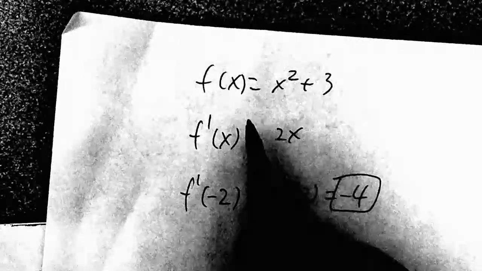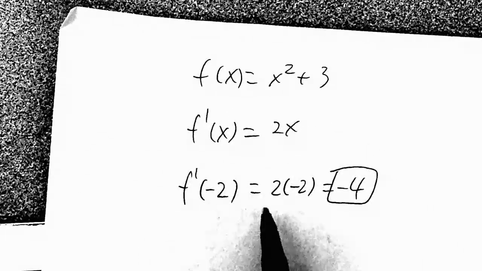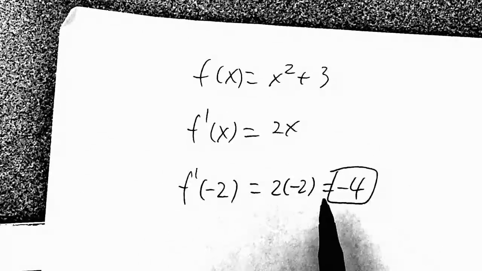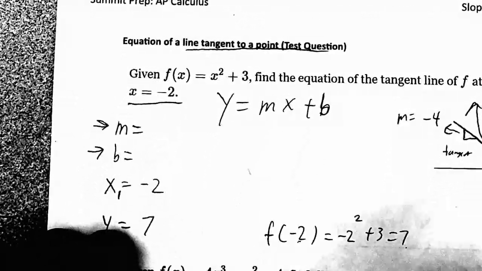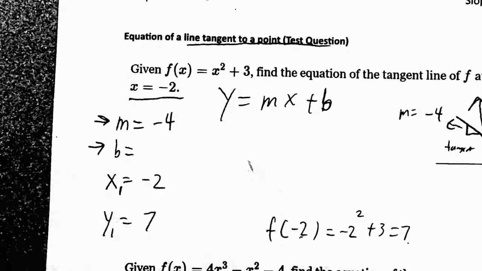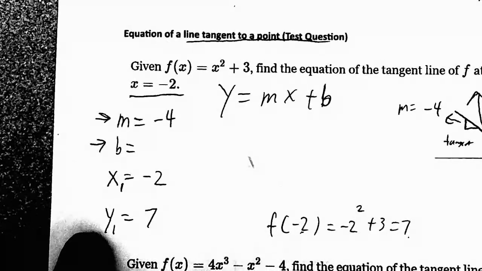So one more time. I took my function, I took the derivative of the function that gives me the slope at all points, and then I plugged in -2 into that, and I got -4. Okay. Back here, m equals -4, b equals something, x1 equals something, and y1 equals something.